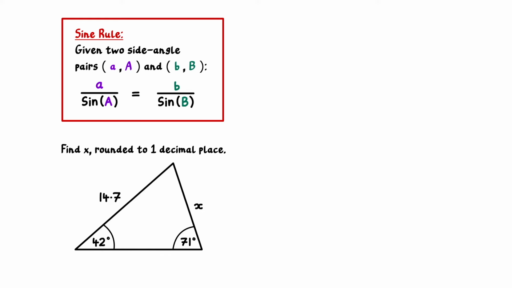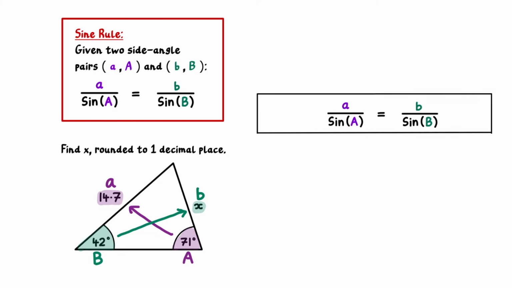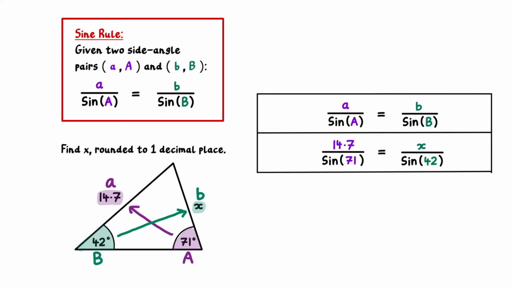These four values form two side angle pairs. The 71 degrees pairs with the 14.7 and the 42 degrees pairs with the x. We should label these pairs capital A, lowercase a, capital B, lowercase b. The sine rule states that a over sine of capital A equals b over sine of capital B. Writing in our values tells us that 14.7 over sine of 71 equals x over sine of 42.